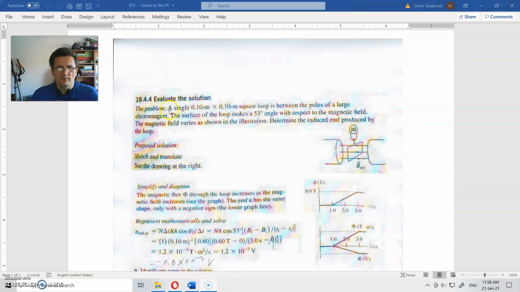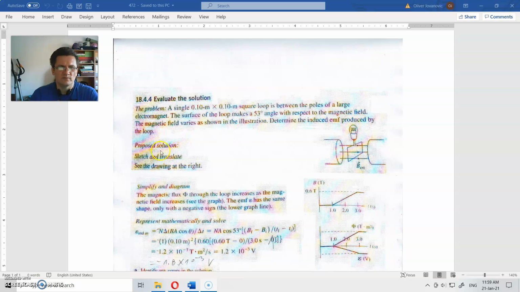Okay, this is the problem. Evaluate the solution. A single 0.10 meters times 0.10 meters square loop is between the poles of the large electromagnet. The surface of the loop makes a 53 degrees angle with respect to the magnetic field. That angle is constant, it does not change. The magnetic field varies as shown in the illustration. So the magnetic field varies. Determine the induced electromotive force produced by the loop.